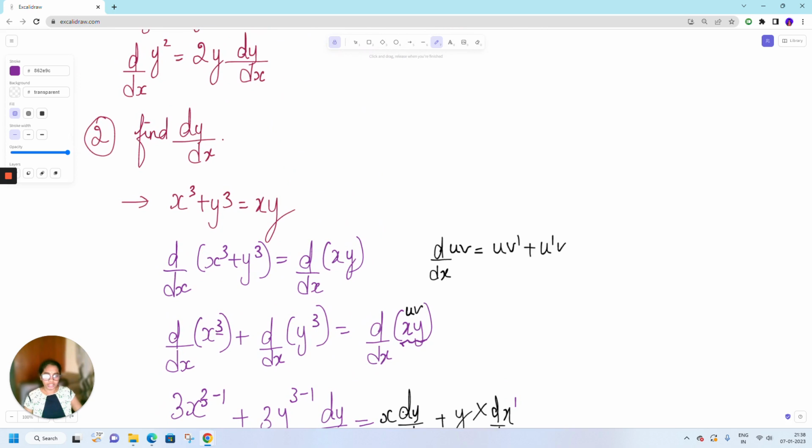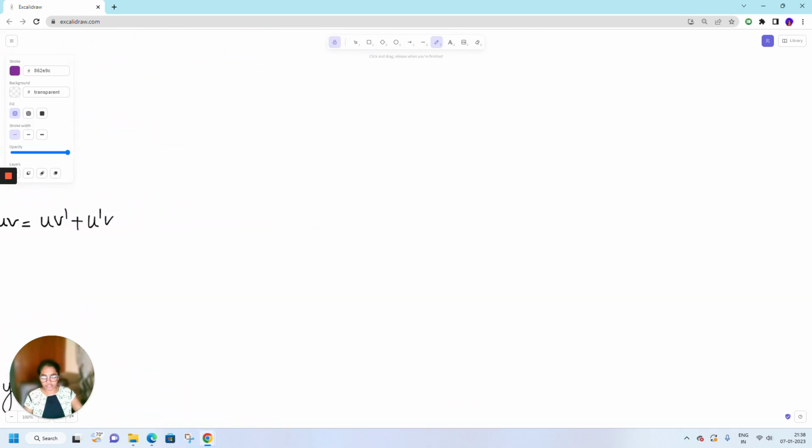Okay. Now the next question is find dy by dx for x cube plus y to the power 5. Yes, what is the first step? This is equal to 0. Now the first step is give derivative to each term. That is d by dx of x cube plus d by dx of y to the power 5, which is equal to 0.